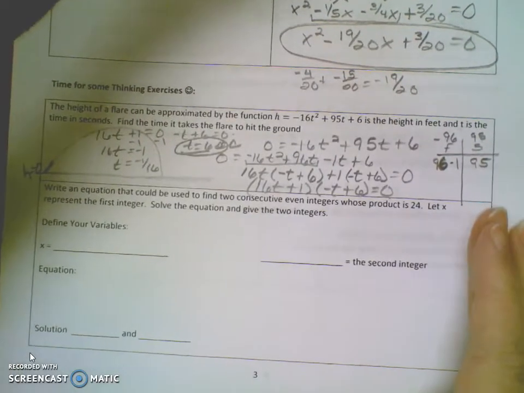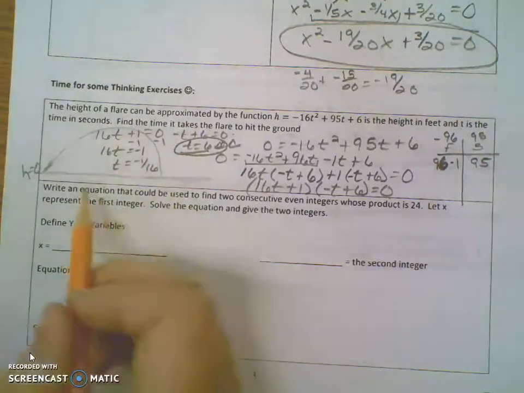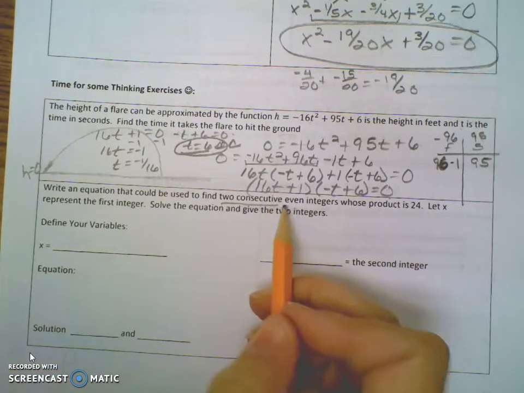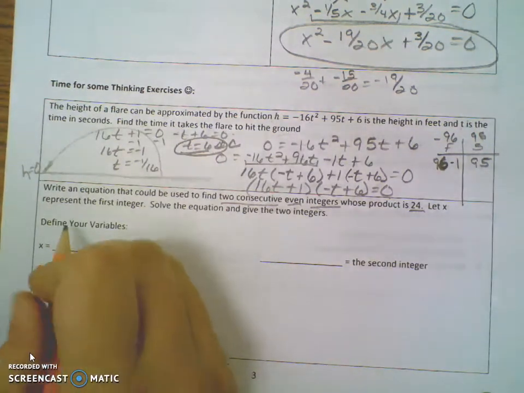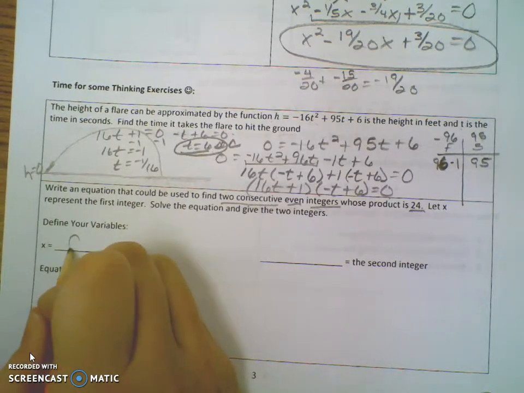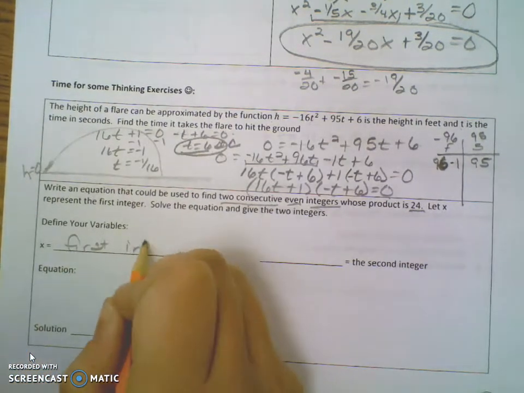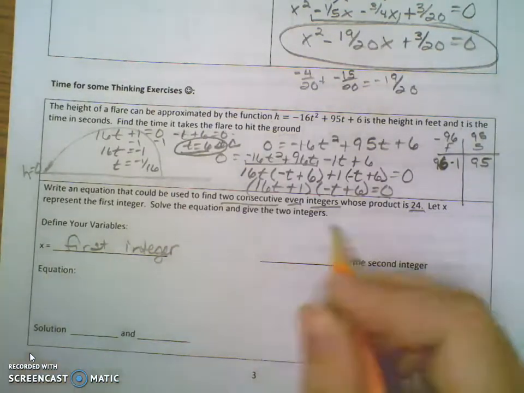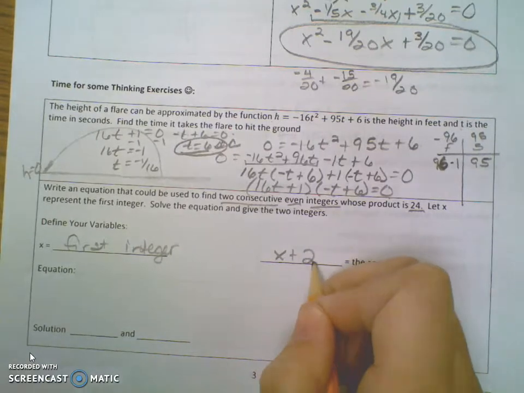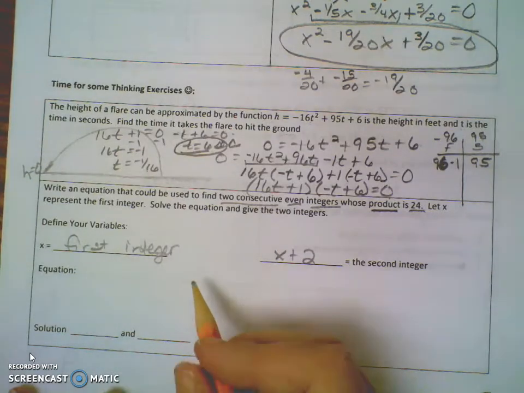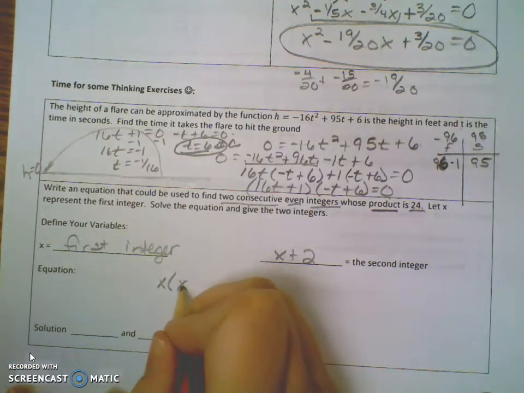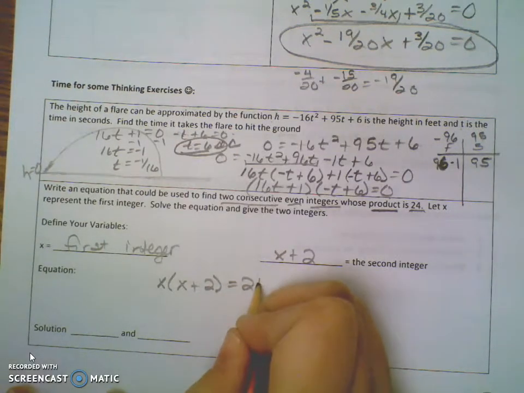Okay, moving on. We want to write an equation that could be used to find two consecutive even integers whose product is 24. So this is taking something we've done before and kind of using it with our new application. So we're just going to let our x be the first integer. And then if x is the first integer, if they're two even integers, x plus 2 is going to be the second integer. And we know that the product, meaning when we multiply them, is going to be 24. So we have x times x plus 2 equals 24.